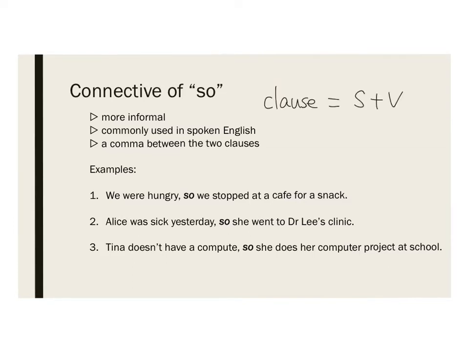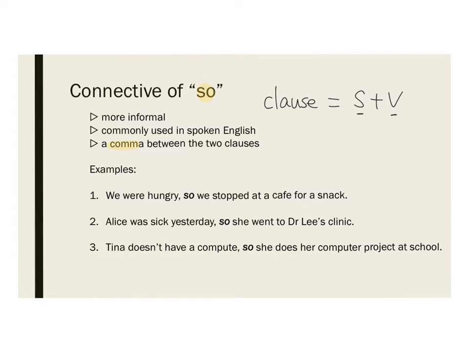All clauses in English have at least two parts: a noun phrase, that means the subject, and a verb phrase, that means the verb. Result clauses are introduced by a connective, such as so. The connective so is more informal and more commonly used in spoken English. We put a comma between the two clauses.